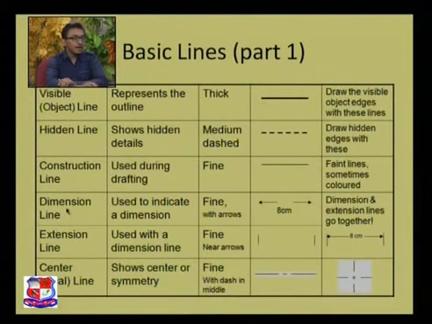Another one would be the dimension line. It is used to indicate a dimension. A dimension is a very necessary parameter for any sort of drawing, so a dimension line is drawn as a very fine line, but not as fine as the construction line. It should be slightly thicker than a construction line. You can denote a dimension like this.